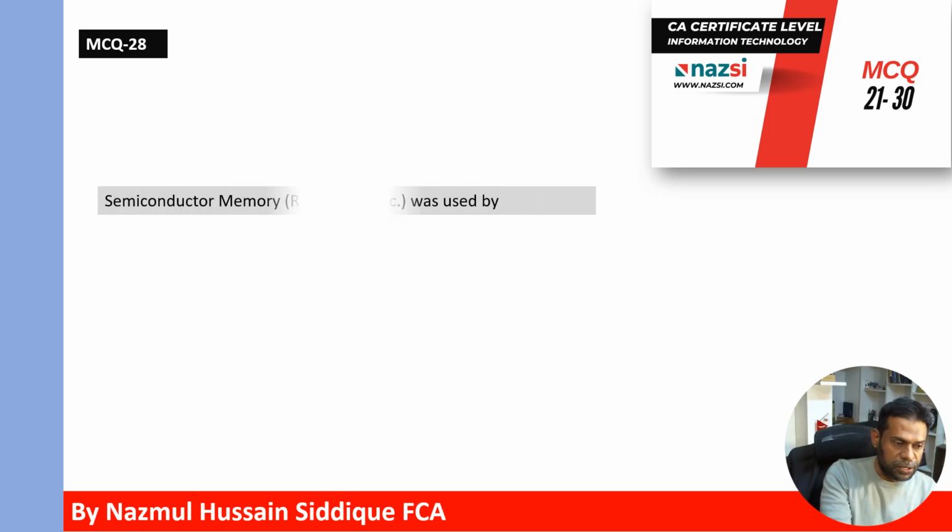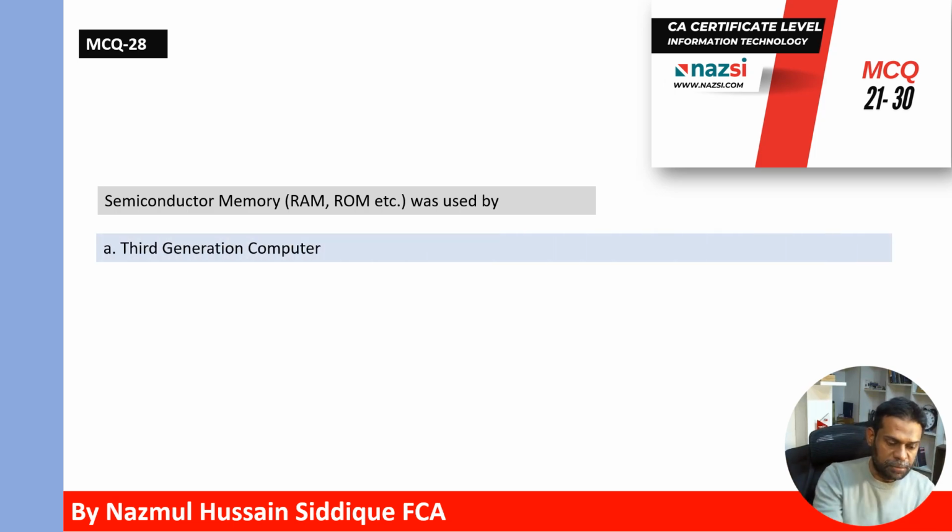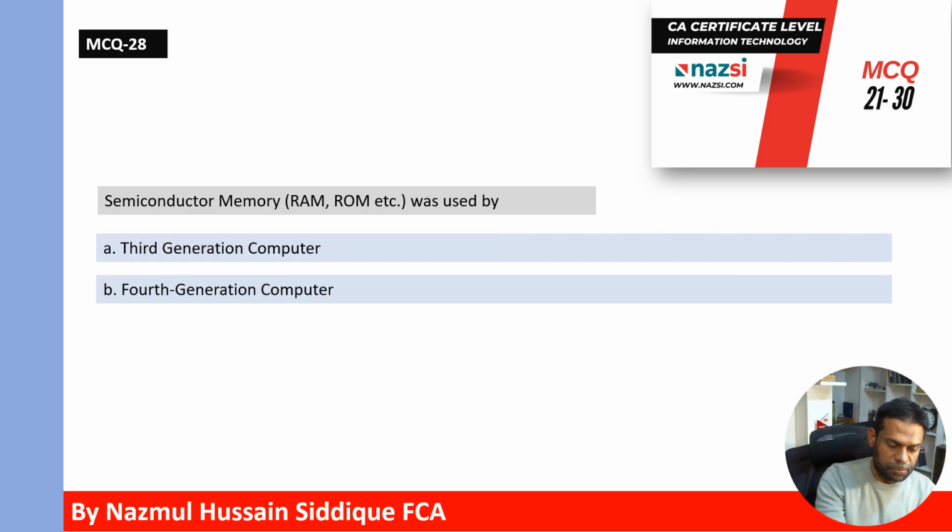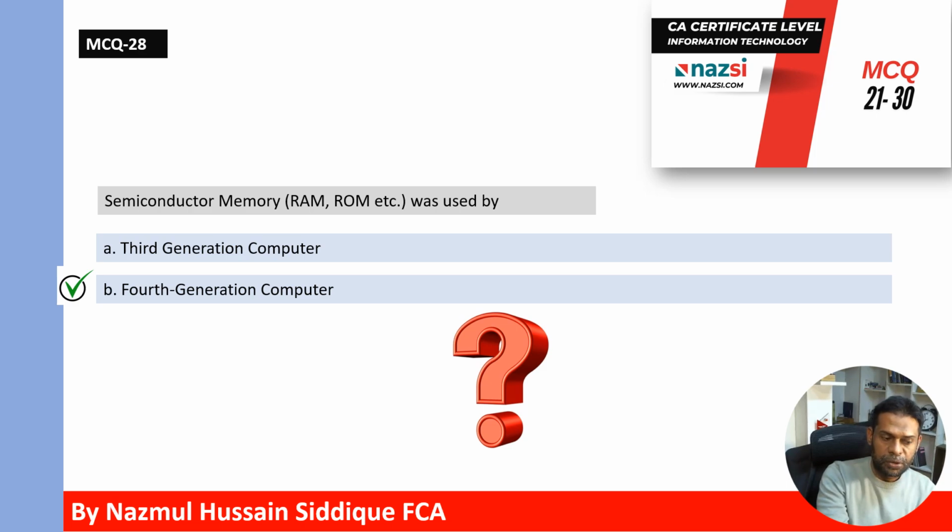Question 28. Semiconductor memory, RAM, ROM, etc. was used by third generation computer or fourth generation computer. Which one is correct answer? Number B is the correct answer. Semiconductor memory, RAM, ROM, etc. was used by fourth generation computer.